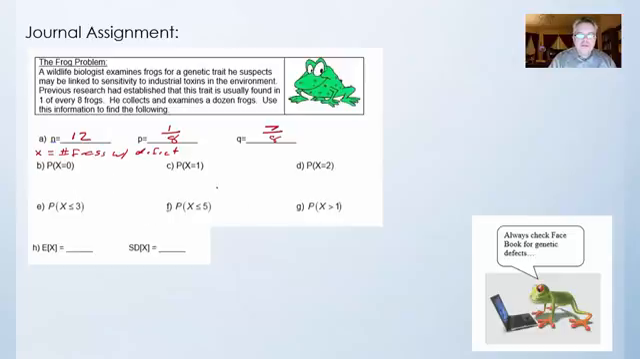The first 3 are PDF. The next 2 are CDF; this is the goofy one you have to use the complement rule with. Then finally, compute the expected value, which is n times p, and the standard deviation, which is the square root of npq. We'll check it out in class.